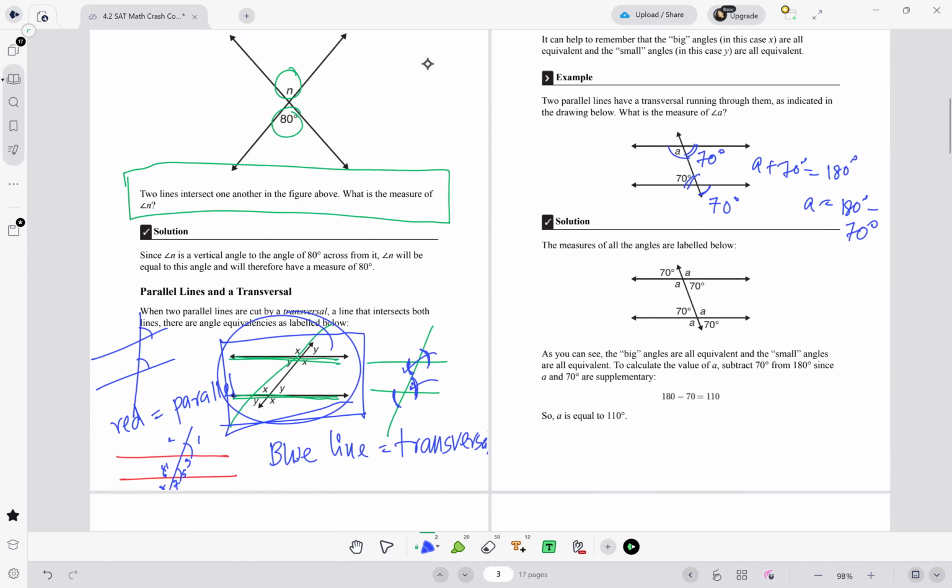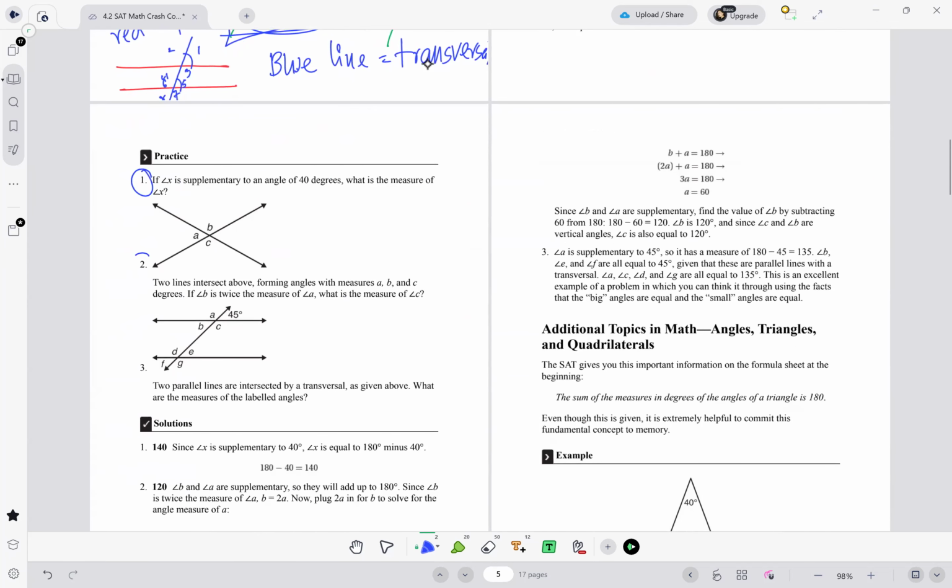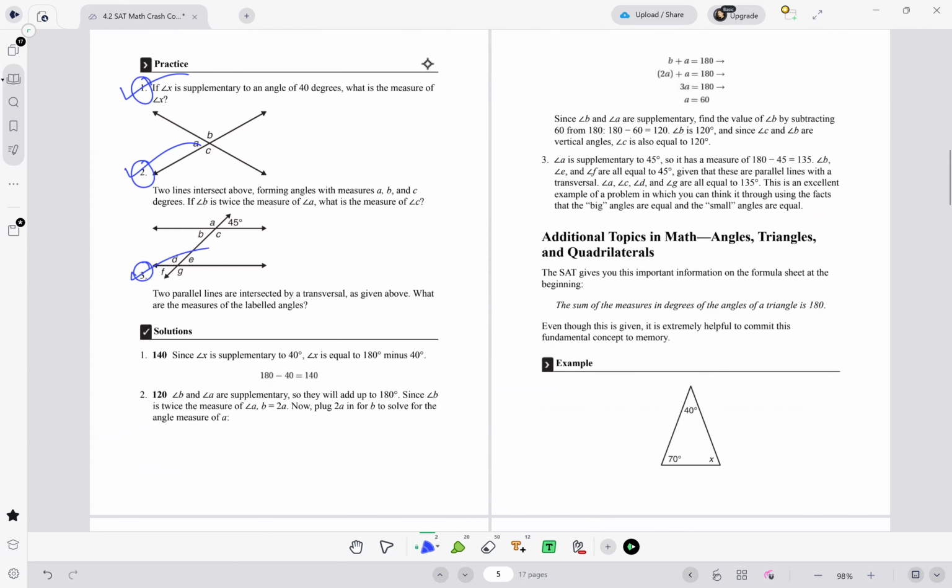Okay. As simple as that. Practice problem. We have practice problem number 1, practice problem number 2, and practice problem number 3. Solve all of these problems, and they have already given you the solution.